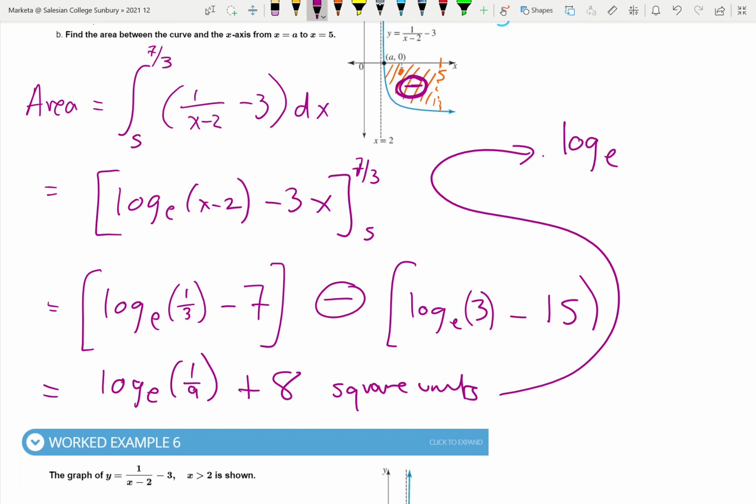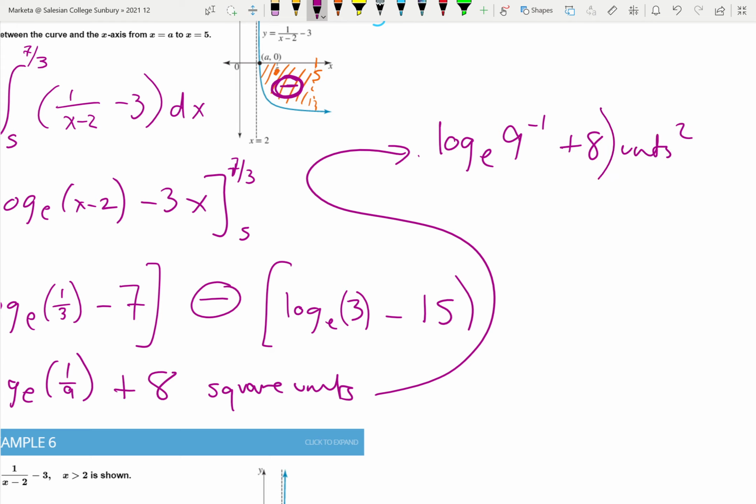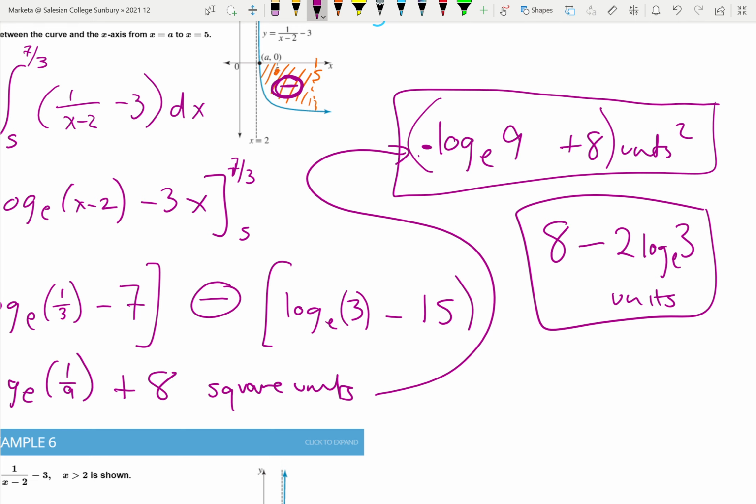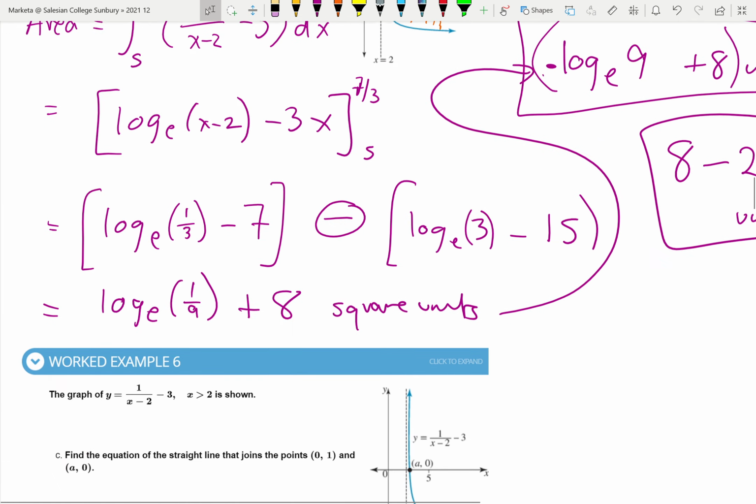And look, just to point out, this is fine, but you could say that this is log e 9 to the power of -1 plus 8 square units. And in that case, the -1 would come out the front. So you would have negative log e 9 plus 8 units, or maybe 8 minus log e 9 units, or they could even have 8 minus 2 log e 3 units. And that's because 9 is 3 squared, so the 2 would also come out the front. So that's how we could get those. But look, any of those answers is correct. Okay, so that's that area.